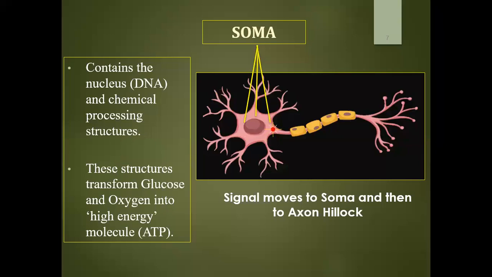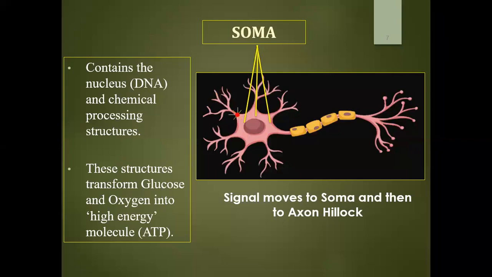The soma contains a nucleus, contains the DNA, which again, I don't care about biologists today, but also those chemical processing structures. So all the powerhouse activity is going to be happening in here. The structures in the soma are going to transform glucose, so sugar, and oxygen that is coming from the bloodstream into the high energy molecule known as ATP. We don't need to worry about that, but ATP you may have run across before. So I just want to connect this to knowledge that you might have.